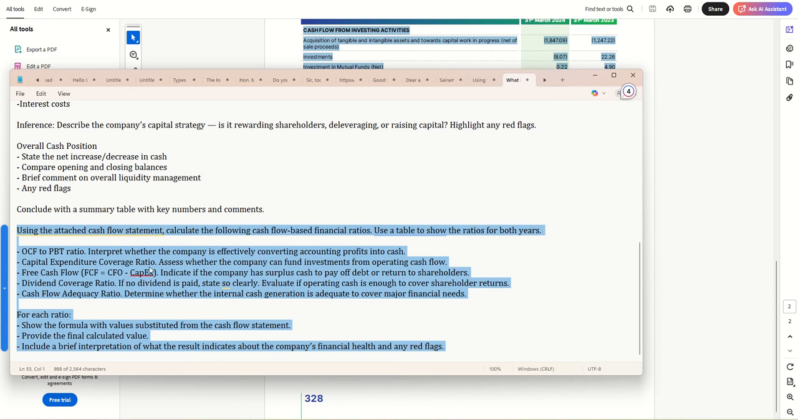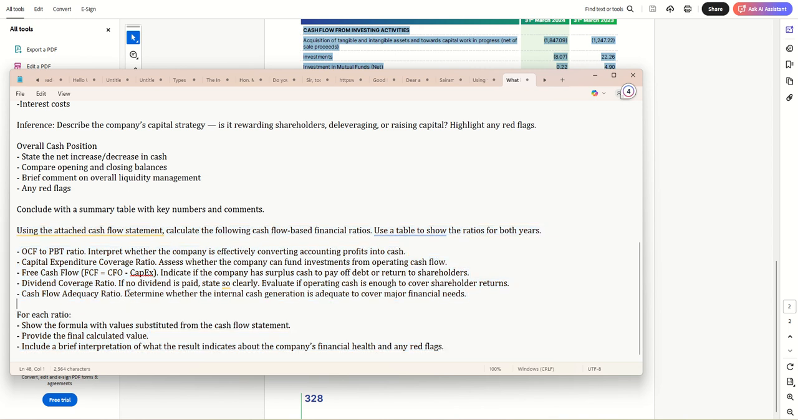Then the capital expense coverage ratio: to what extent the capex is covered by the cash flow from operating activities. Then free cash flow, whatever is left over after capex. Then dividend coverage: whether the dividend is covered within the cash flow from operating activities, or if it is borrowing.